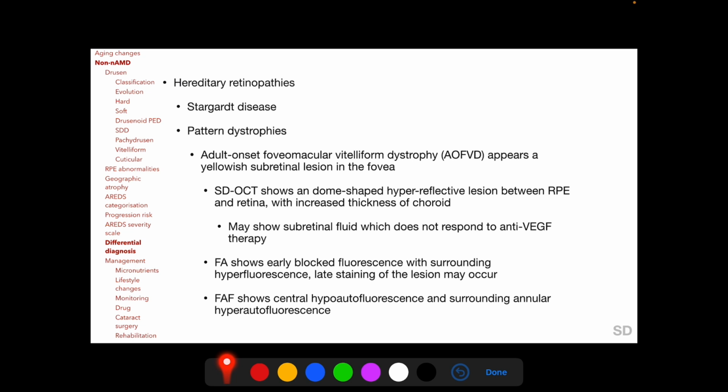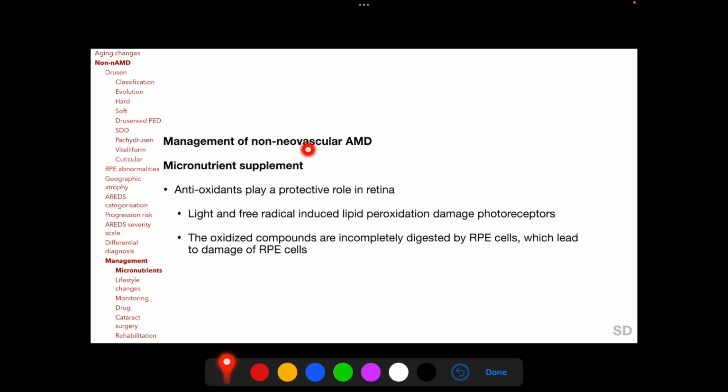As we have mentioned, in Stargardt's disease, ICG shows a dark atrophy in the central macula, which is not found with non-neovascular AMD, and in pattern dystrophies, the yellowish subretinal lesion on SD-OCT shows up as a hyperreflective lesion between the retina and the retinal pigment epithelium, which on fundus autofluorescence shows central hypoautofluorescence and surrounding annular hyperautofluorescence. Management of non-neovascular AMD includes micronutrient supplementation, lifestyle changes, monitoring for deterioration, drugs, and rehabilitation.